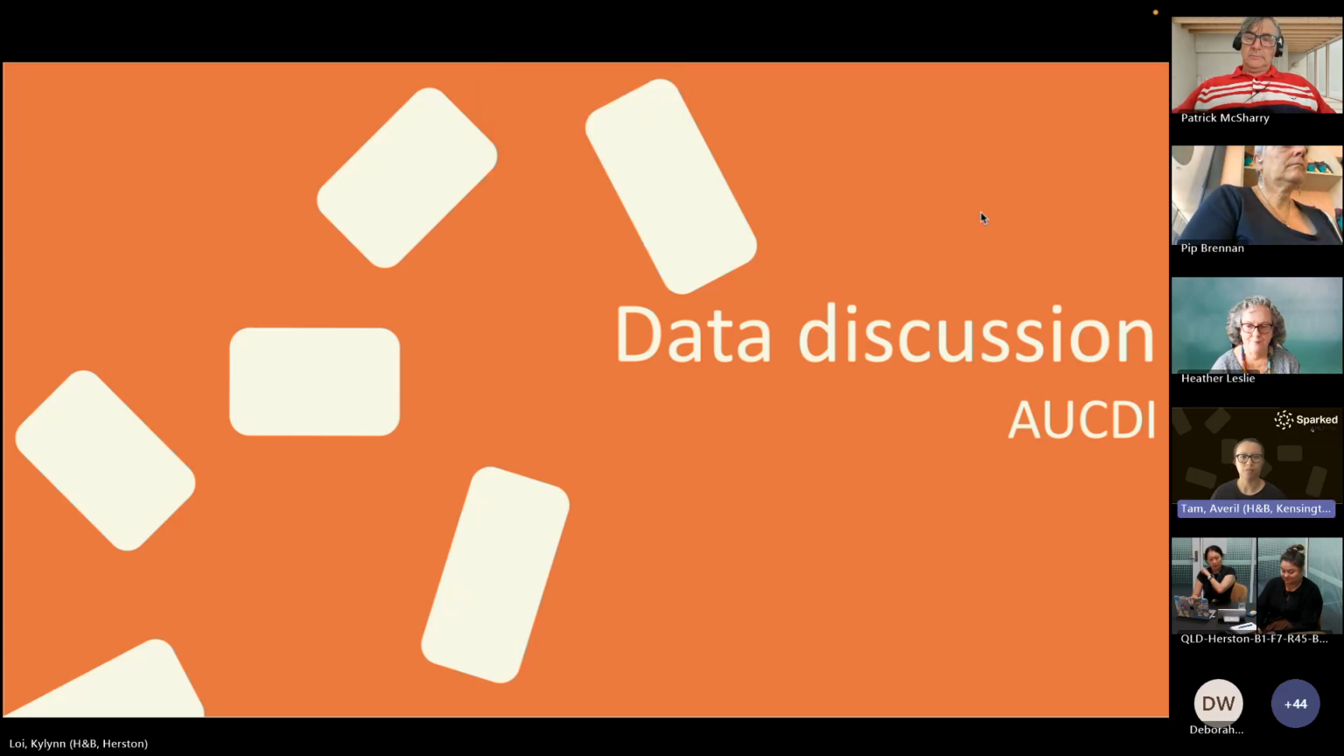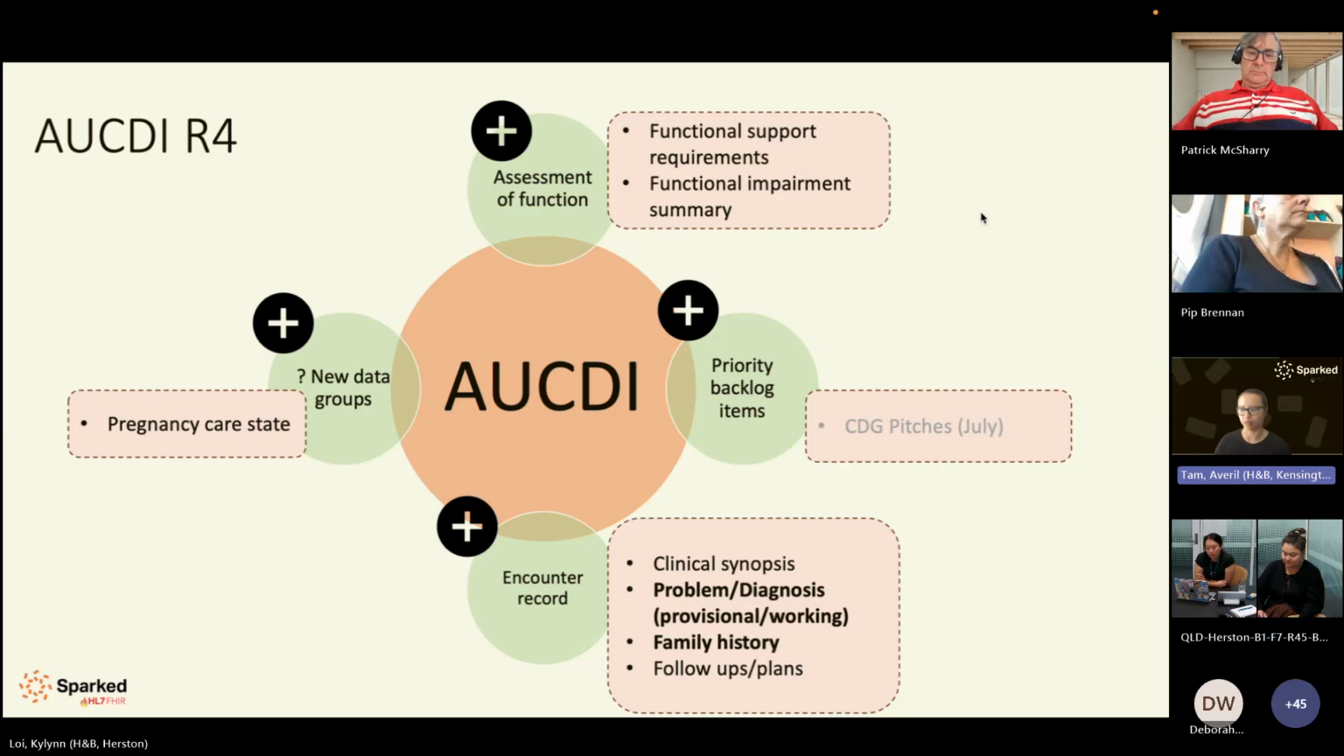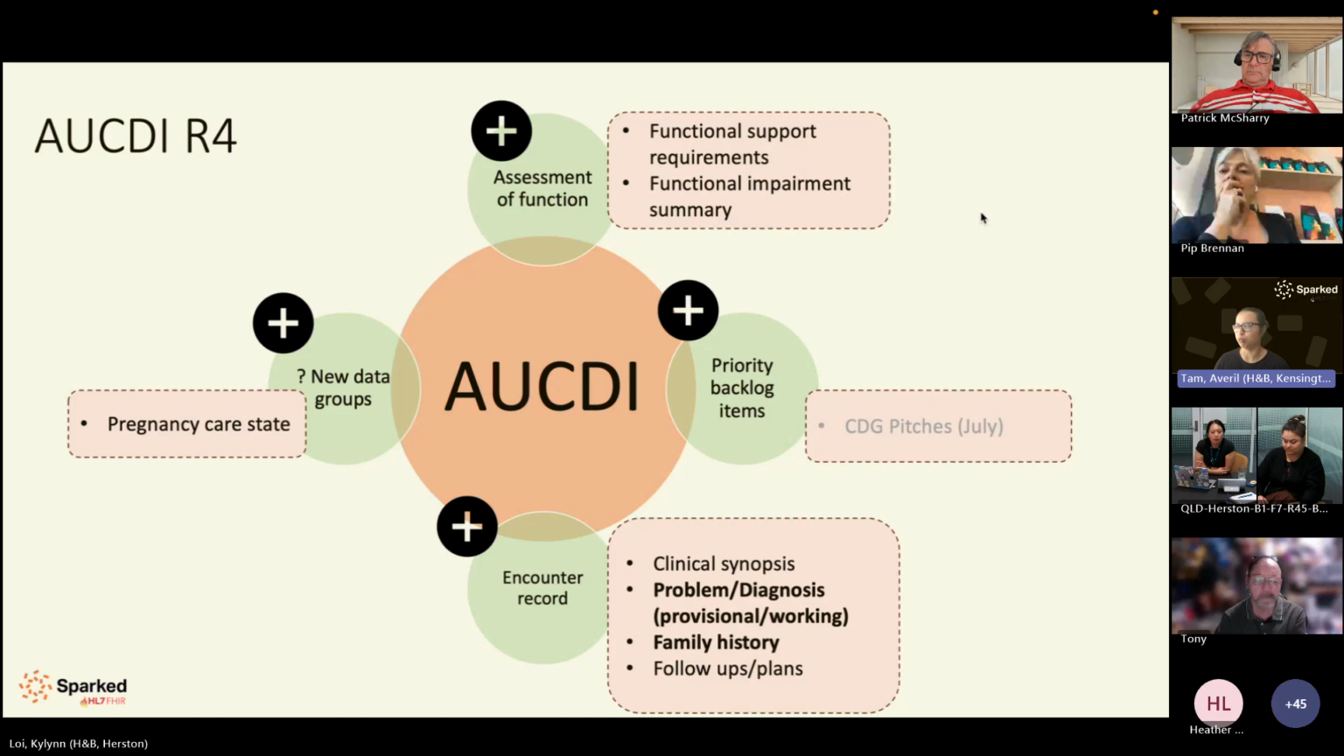Thanks, Heather. So with AUCDI, we're looking into R4 now, and these are the potential models that may be included in R4. Obviously, a lot of work still to be done. In our last face-to-face CDG in Hobart, there was a big focus around the encounter record requirements, a few of which we'll focus on today. And then also just bearing in mind that we will have pictures and further scoping at our July face-to-face CDG. So very keen to hear what the community have to say, and maybe a good time to start thinking about that now. Next slide, please.